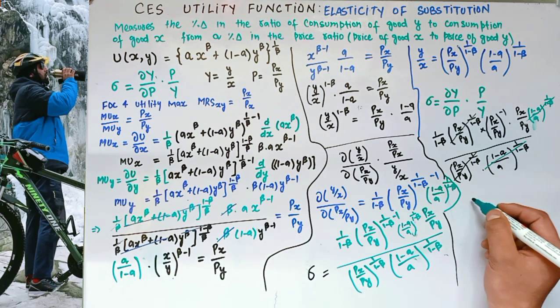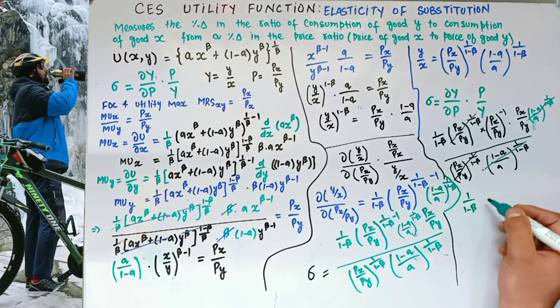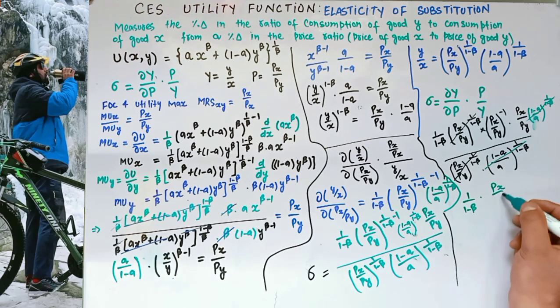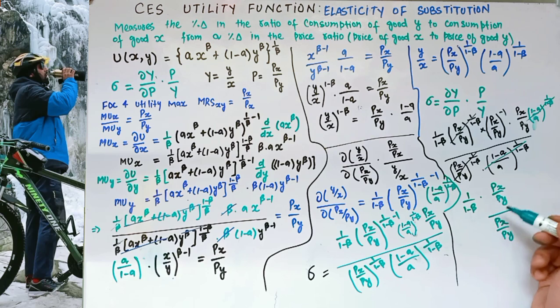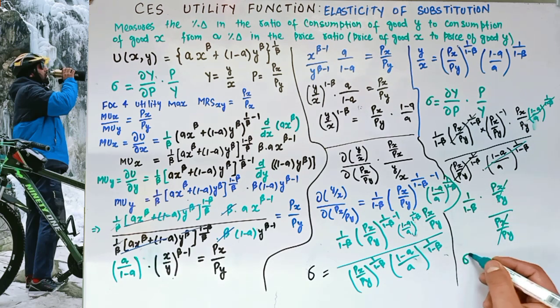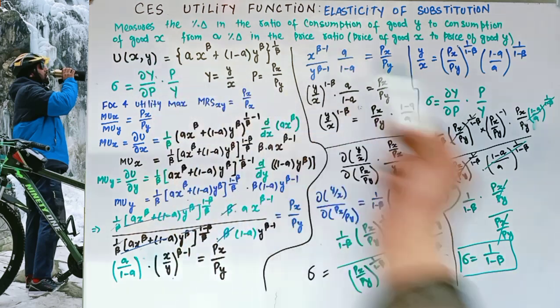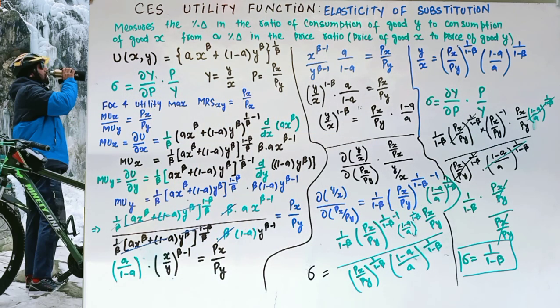If I transpose it, I will get 1 upon 1 minus beta, then px upon py, and its exponent sign will change: it is minus 1, it will become plus 1. This gets cancelled. So our elasticity of substitution came out to be 1 upon 1 minus beta. This is the elasticity of substitution of this constant elasticity of substitution utility function. By definition, it is constant.